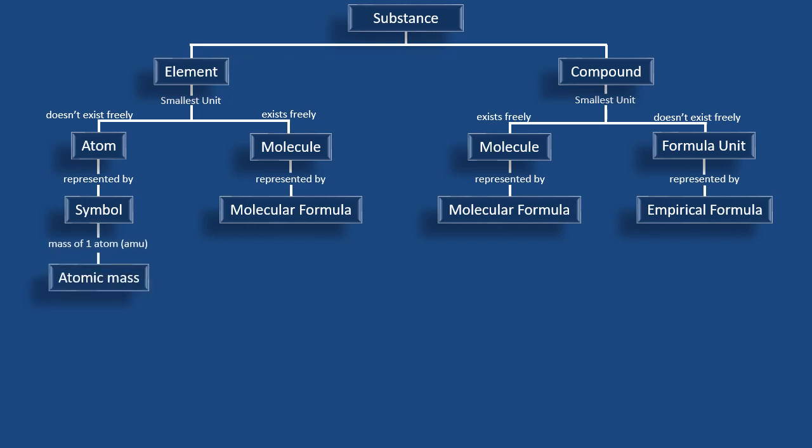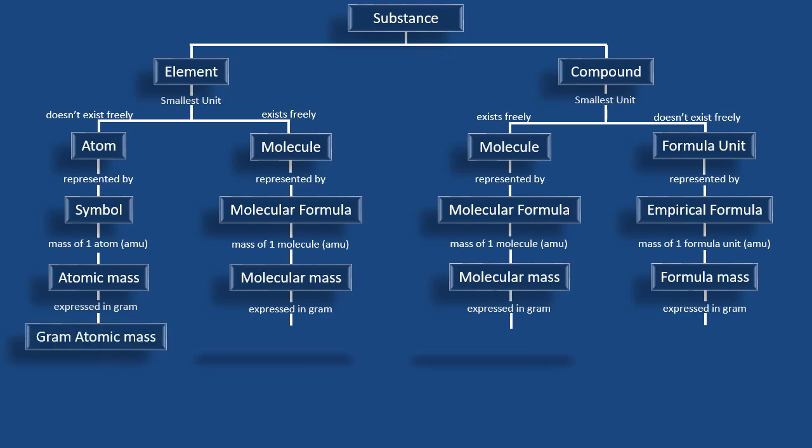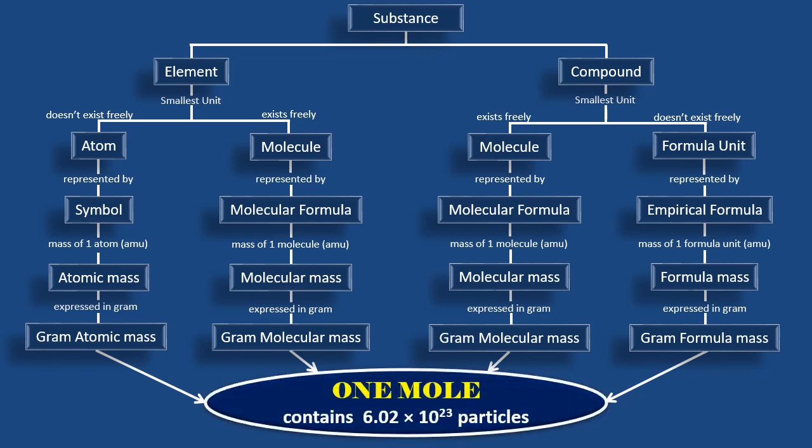Mass of an atom is called atomic mass, mass of a molecule the molecular mass, and the mass of a formula unit the formula mass. All of these masses are expressed in AMU. But if they are expressed in gram units, they are called gram atomic mass, gram molecular mass and gram formula mass respectively. And each quantity is termed as a mole and contains exactly 6.02 × 10^23 particles, whatever the particles may be.